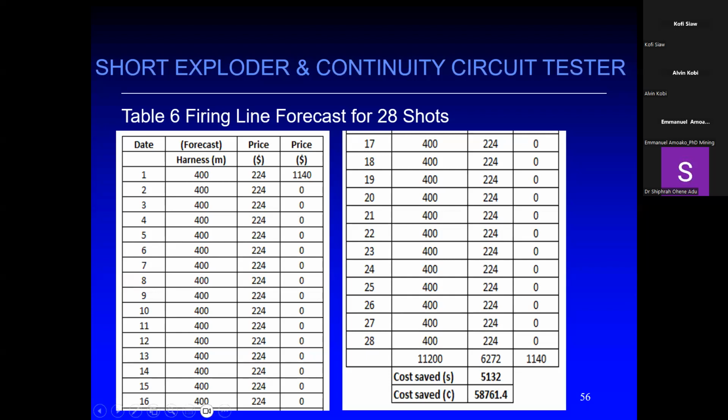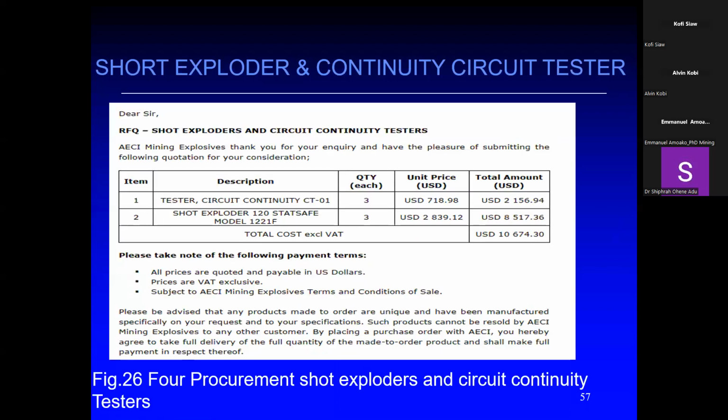Now, you can see this circuit test continuity device, which was procured by the company, the one we manufactured. You can see that the unit price of 3 of them is $718. Now they bought 3 of them, which is giving you this amount. Now they also bought 3 of the shot exploder, which we did at UMaT over here. 3 of them is also giving you this amount of dollars, which is here. So when you sum up this, they spent $10,674 on this blasting device.